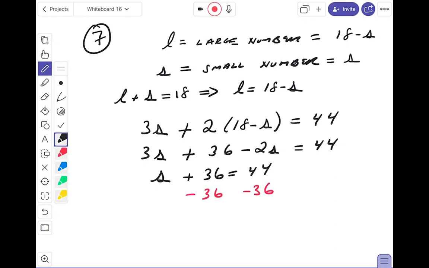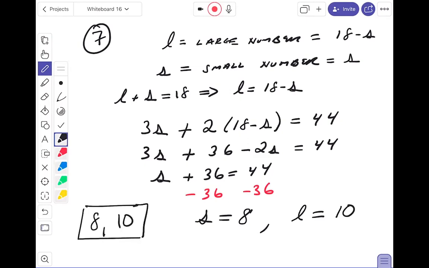And what do you get there? S equals 8. All right, so what's a small number? The small number is 8. What's the large number though? Well, it's 18 minus 8, so the large number would be 10. All right, what's their question? Find the two numbers. The two numbers are 8 and 10. Put that in the box. I found them through algebra.